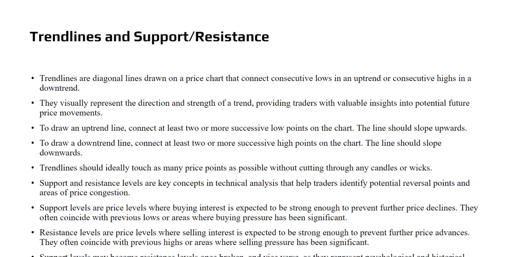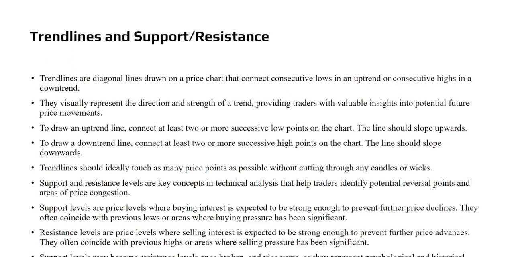So support levels are price levels where buying interest is expected to be strong enough to prevent further price decline. Resistance is the exact opposite. It's where the selling interest is expected to be strong enough to prevent prices from advancing. Typically, all of these levels coincide with previous highs or lows, where that pressure originally was, historically. Is it always going to be that way? No, but that's why we have to stay aware of what's happening in the market.